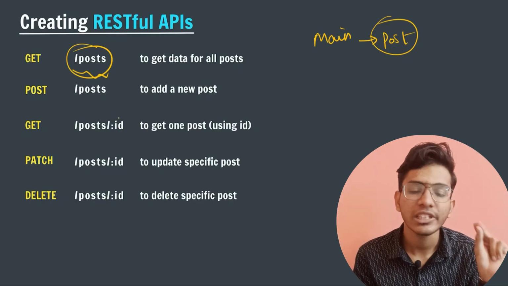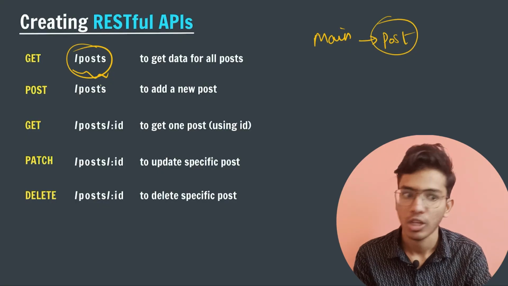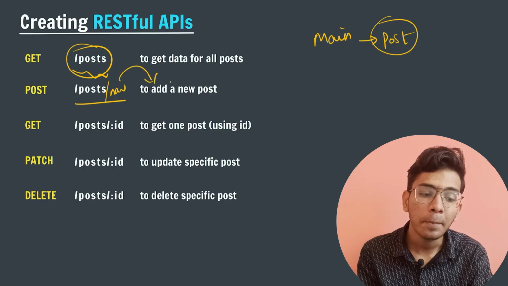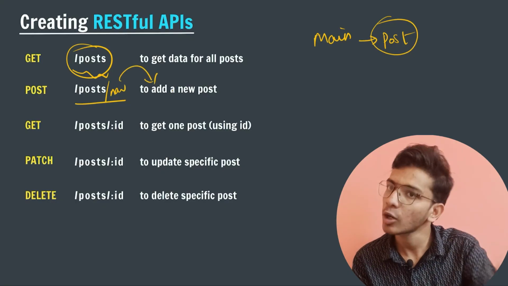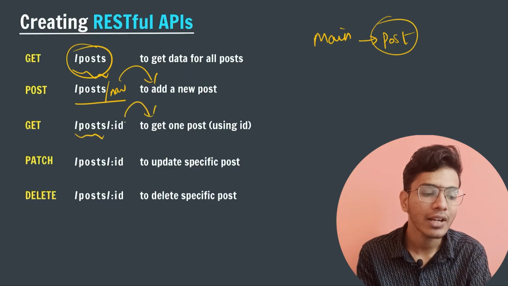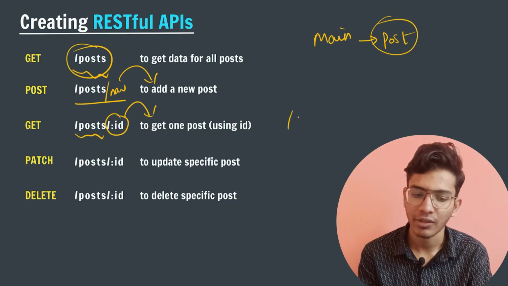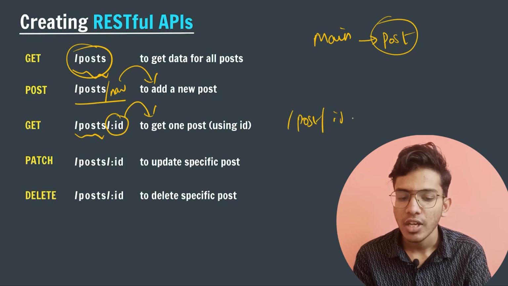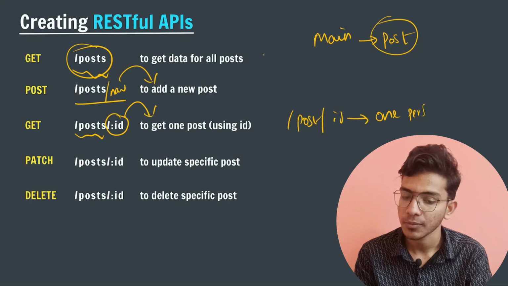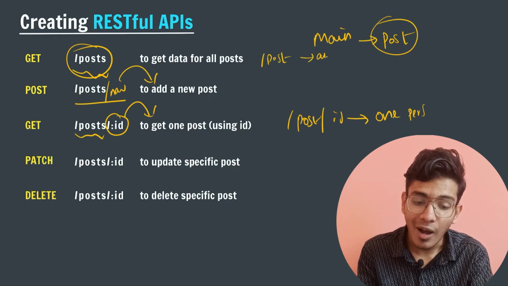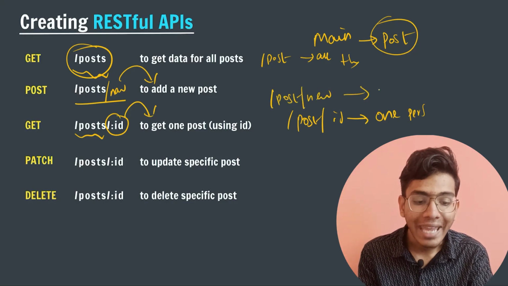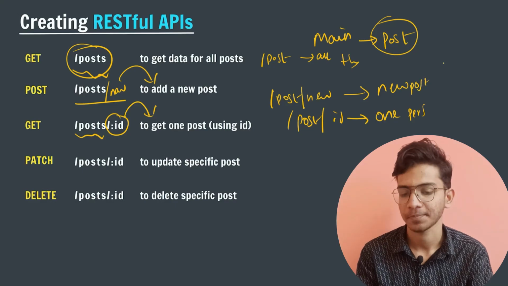Now if I want to add a particular post, then I will use /post/new. This URL will help me to add a new post in my Quora page. Now if I want to see a particular post, then I will use the ID of that particular post. I will write /post/ the ID of that post. Using this URL I will get one particular post. Using /post I will get all the posts. Using /post/new I am able to create a new post, right?